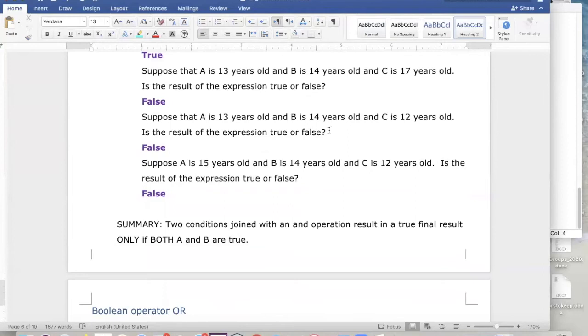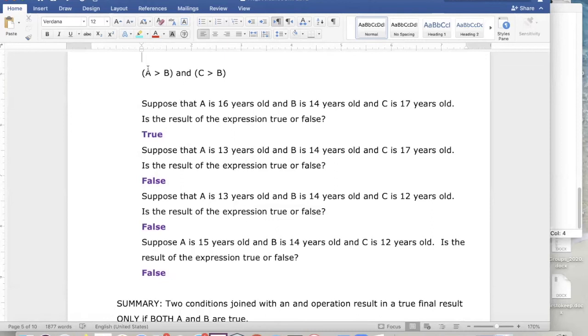If A is 13 and B is 14 and C is 12, if we plug those into our equation, 13 is not bigger than 14. This is going to be a false answer. And 12 is not bigger than 14, so the second expression will be false as well. The whole expression will be false. And finally, if A is 15 and B is 14 and C is 12, the first expression will be true, but the second expression will be false. The whole overall expression will be false. So in summary, both conditions joined together with an AND operation result in a true result only if both of the sub-expressions are true.